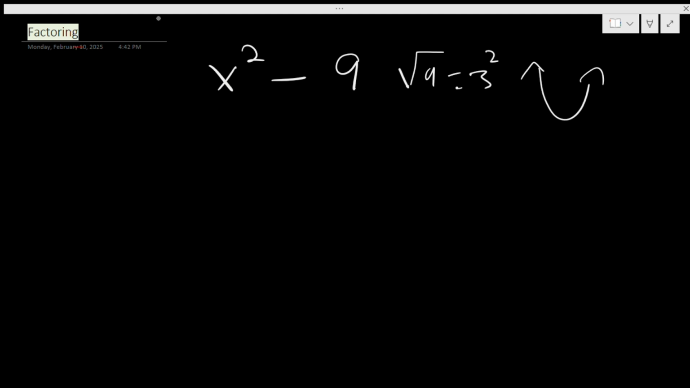And of course, what is the square root of x squared? It's actually x. Of course, it's negative or positive, but for the sake of this video, it's x. So x squared is actually x times x, right?